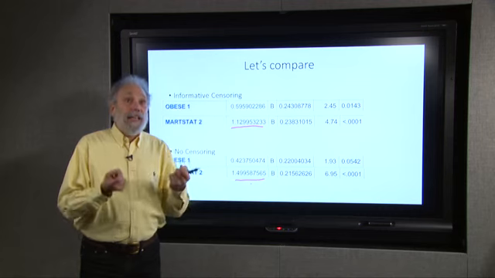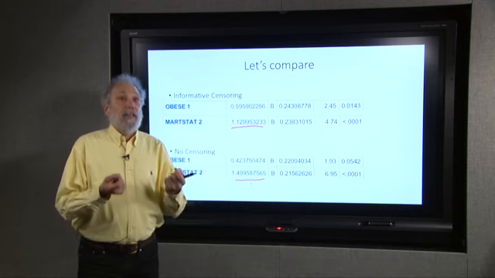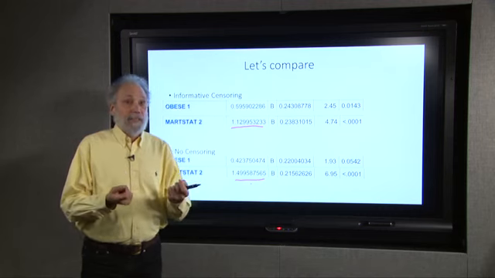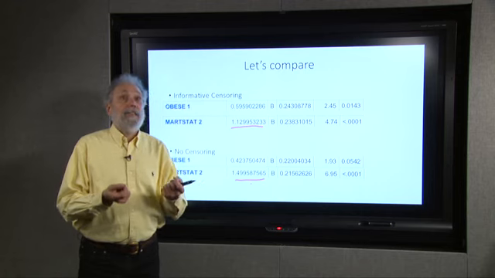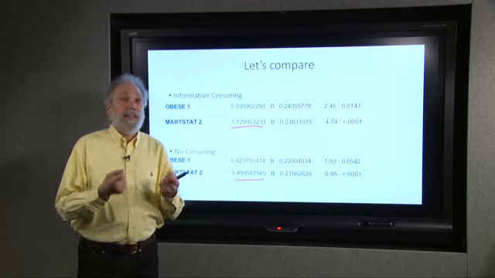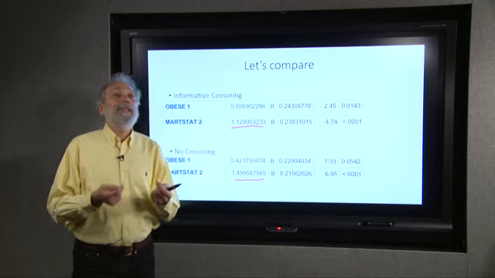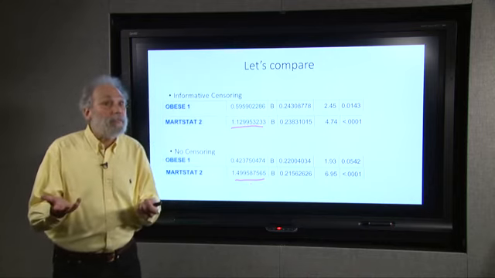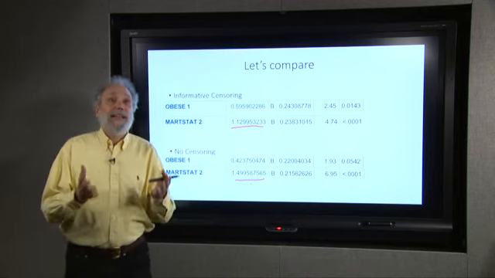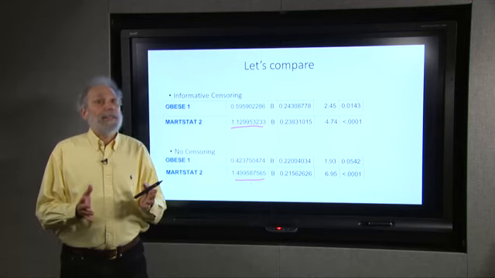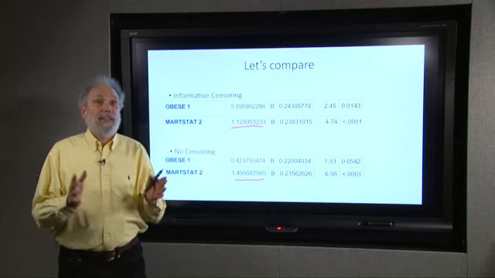So if the missingness depends on variables you don't have, if the missingness depends on the outcome, then the data is not missing at random and you're going to get bias.